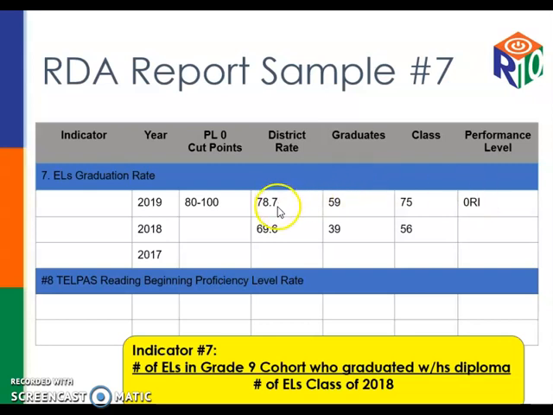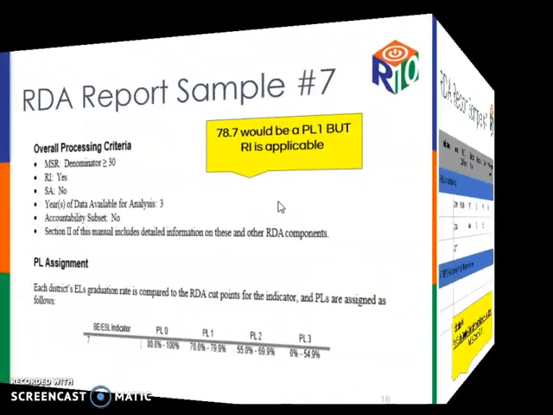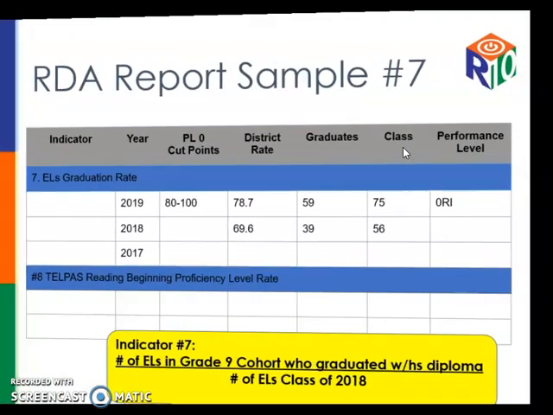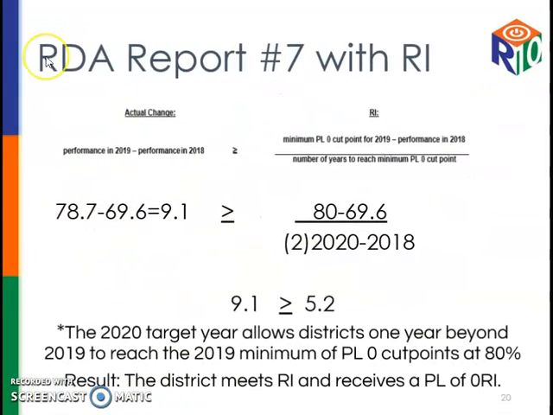Okay, so we noticed that 78.7 did not meet the 80 mark. So that means it is not a 0. So we go back and look to see where it lands. It lands on a PL 1. But remember, RI is applicable. So if you look at your manual, you will notice that the formula demonstrates that the actual change must be greater than or equal to the RI. So this means we look at the performance in 2019 and we compare the difference with the performance in 2018.